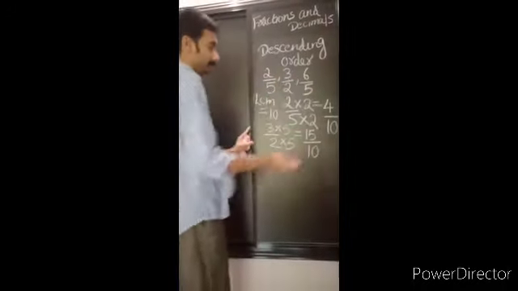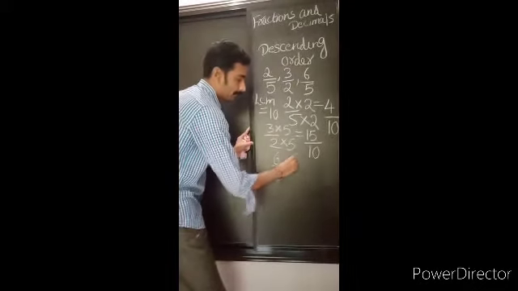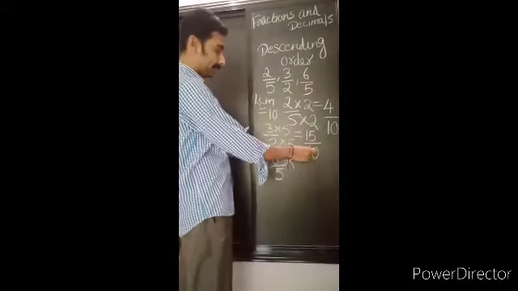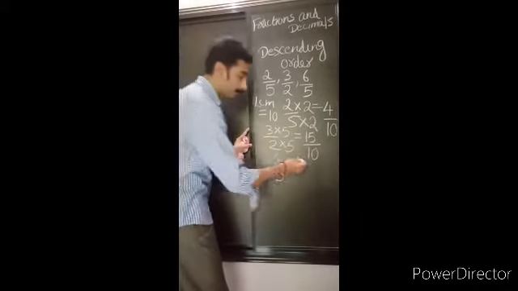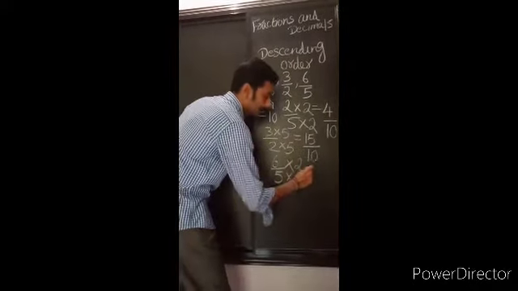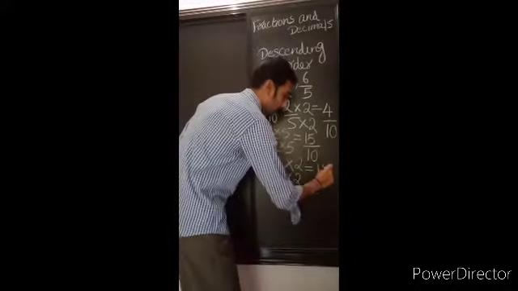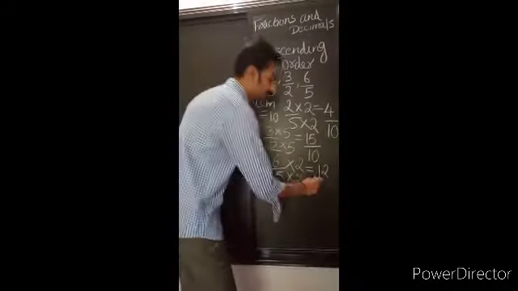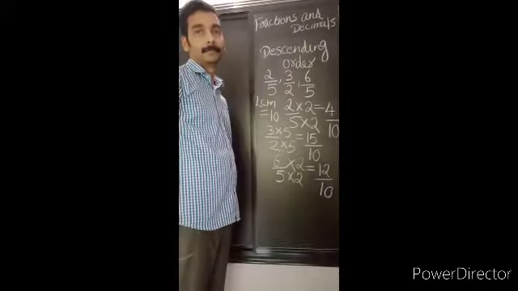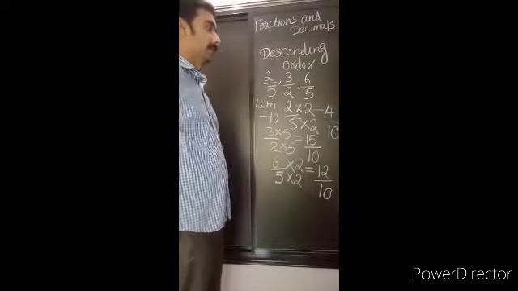Another one is 6 by 5. 10 is the LCM. 10 divided by 5, 2. 2 multiply numerator and denominator. 6 into 2, 12 by 10. These are the answers. But we need to find the descending order.